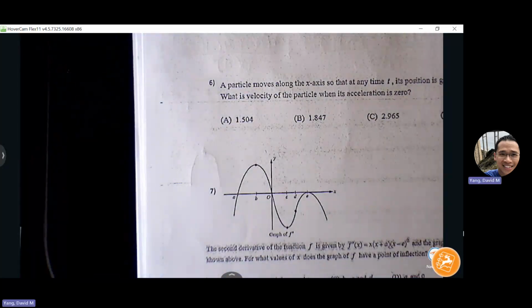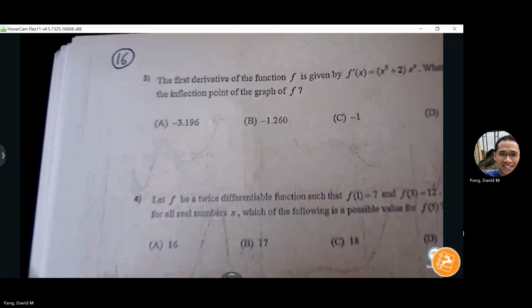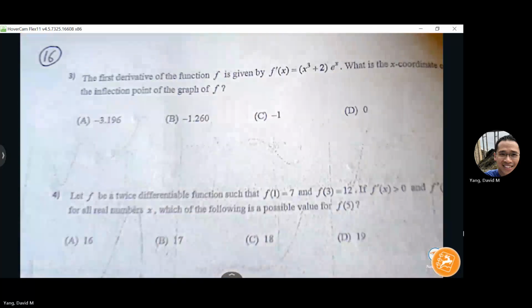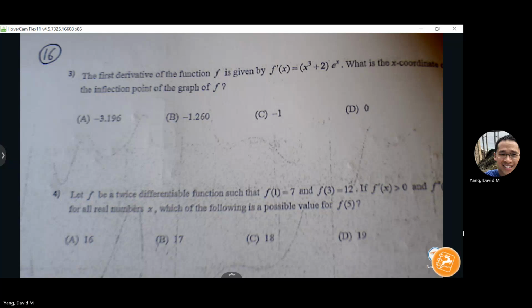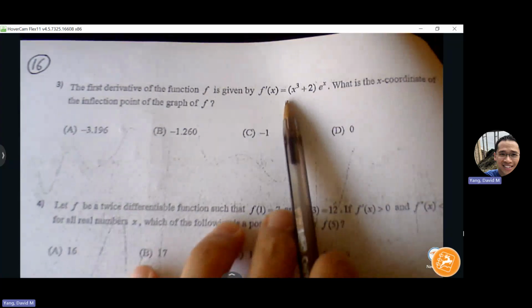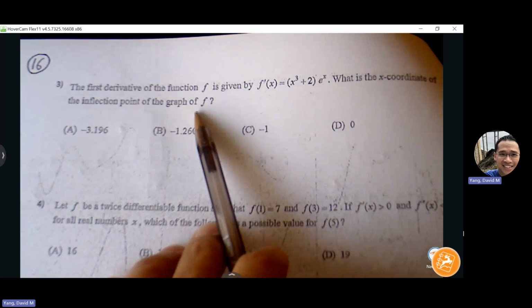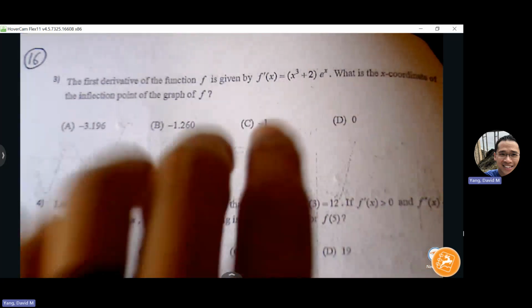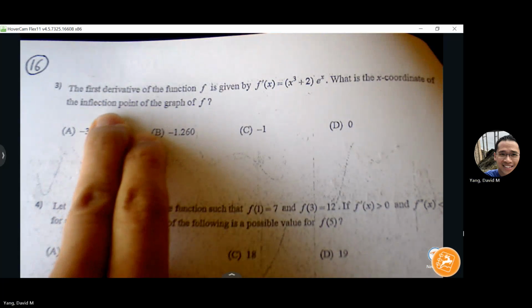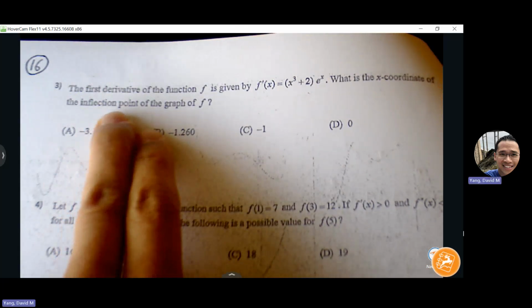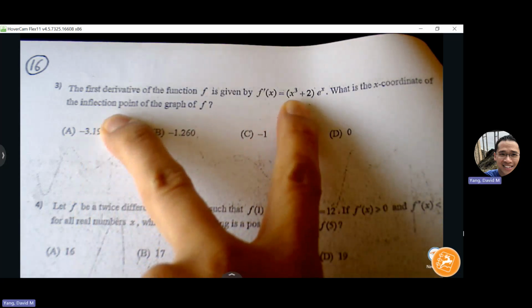Okay, final page. We'll work through these problems together. Page 16, number 3. The first derivative of the function is given by f prime. So we have f prime given to us. What is the x coordinate of the inflection point of f? So inflection point, that means we have to first get to the what? Point of inflection comes from which derivative? Second derivative. So we got to go one derivative down.